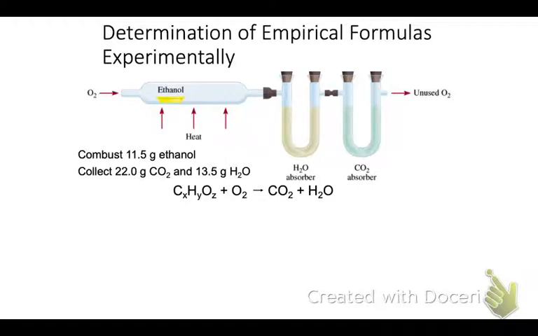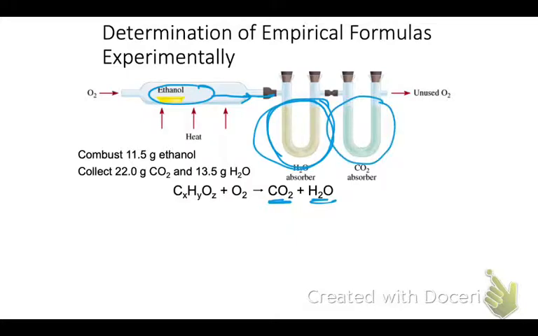This here we call a water trap. So what does that do? When you combust ethanol here, the products, water and carbon dioxide, are going to come out. This is a trap that will trap all the water that's coming out, and this is the absorber, the trap for carbon dioxide. We know their mass before the reaction, and then we can know their mass after the reaction, so we know how much water was absorbed, in other words produced, and how much carbon dioxide was absorbed, which means how much of it was produced.